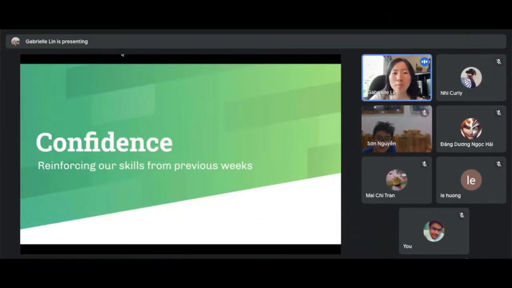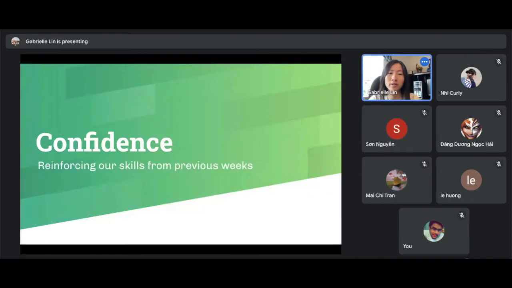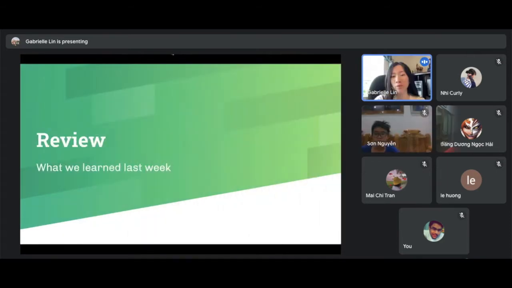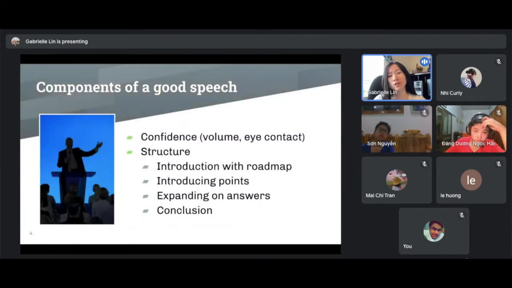So today, there's not going to be a huge lesson. We're just going to work on confidence and building and reinforcing our skills from previous weeks. So there's going to be a lot of exercises and just doing speeches today. Some review of what we've learned in previous weeks. So the first is to just remember the components of a good speech again.